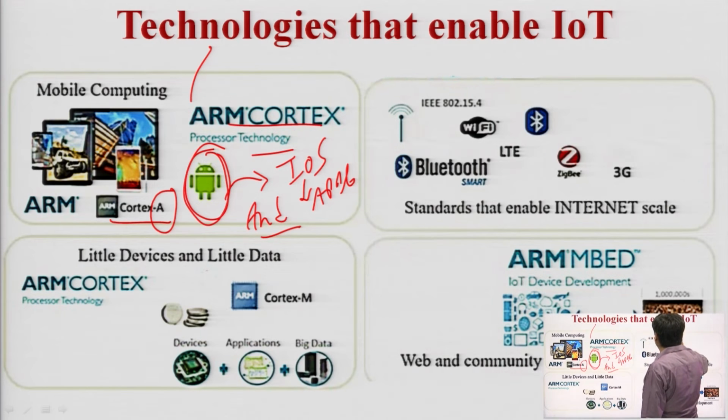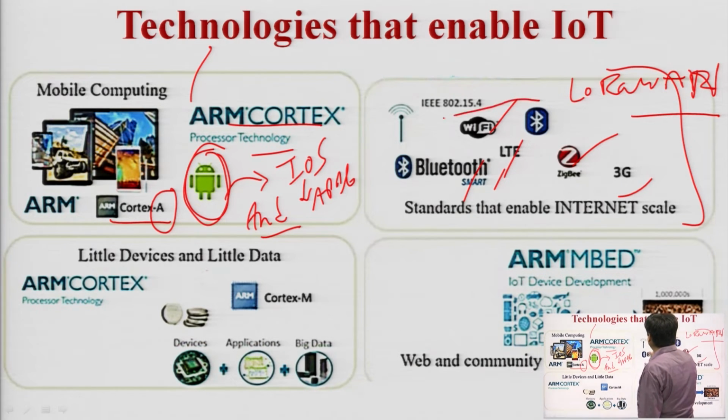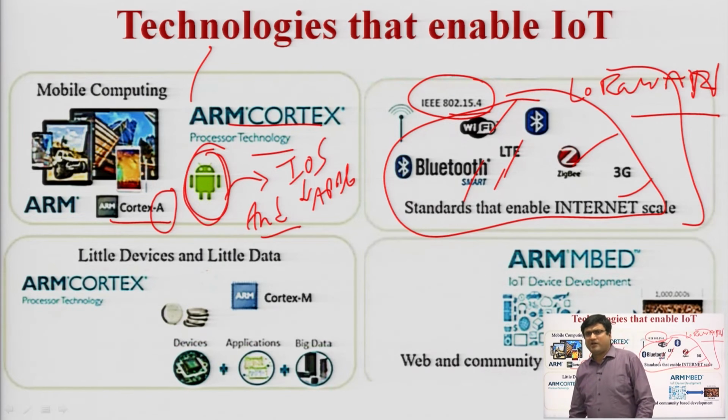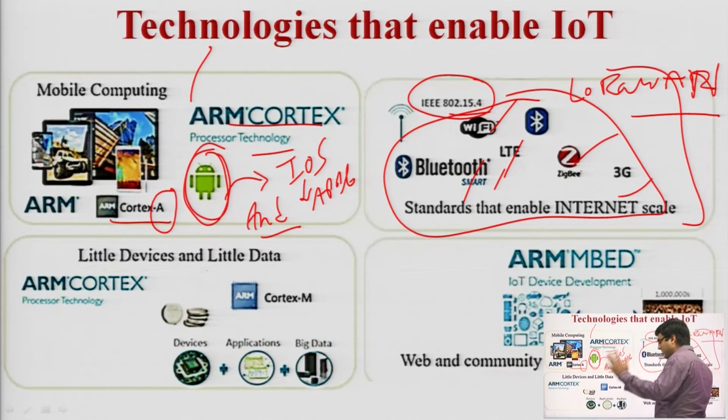Here we are using various types of technologies: 3G, Zigbee, LTE, Bluetooth Low Energy, Wi-Fi, LoRaWAN. We can also use Long Range Wide Area Network. All of these connect with the devices. These are the wireless technologies, and they use some protocols, IEEE 802.15.4. IEEE means Institute of Electrical and Electronics Engineers. So we are using some standards here, 802.15.4, which are acceptable globally.